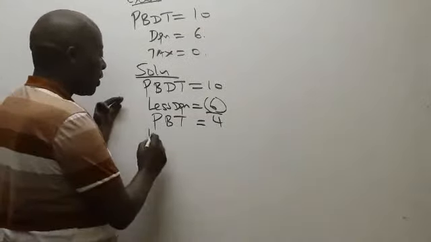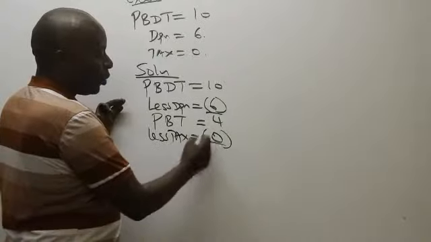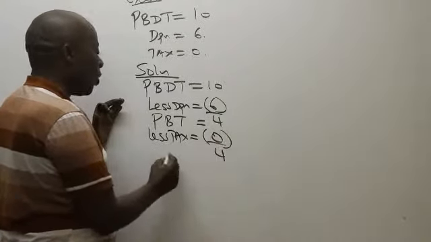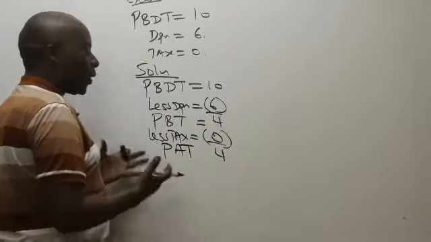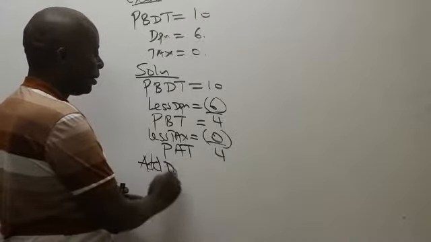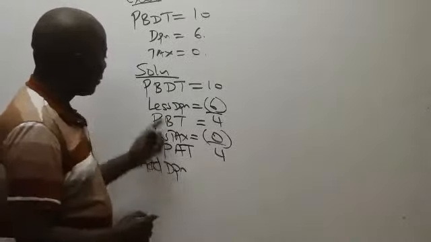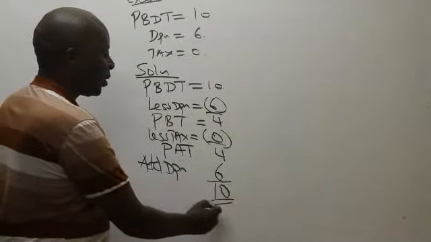Then they come straight away and less tax. Tax, we've said, is 0. When subtracting, of course, we get 4. This is what we call the famous PAT. To get my cash flow, I simply add back depreciation of 6, so that gives me 10.